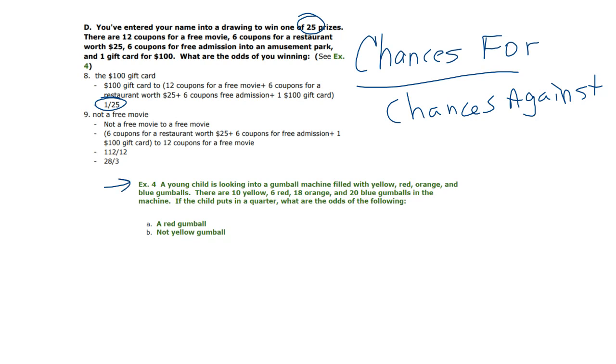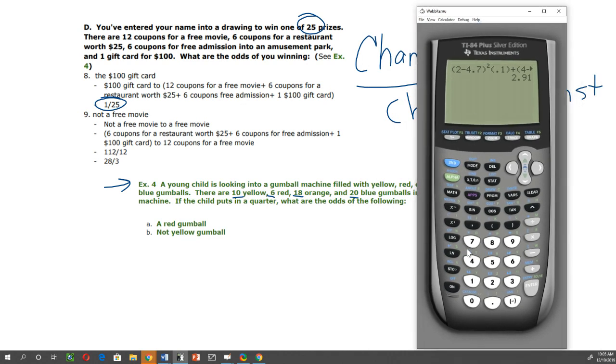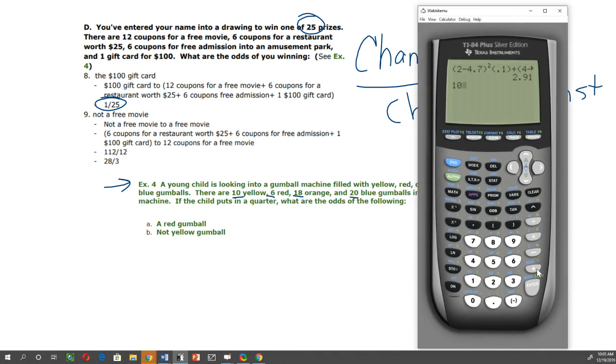You've got 10 yellow, 6 red, 18 orange, and 20 blue gumballs. Add all that up. That's 10 plus 6 is 16. Let's pull the calculator out so we don't mess that up. Ain't no sense in having a calculator not using it. 10 plus 6 plus 18 plus 20. All right, so that's 54 things that could happen. But we're probably never going to use 54 in any of this work.